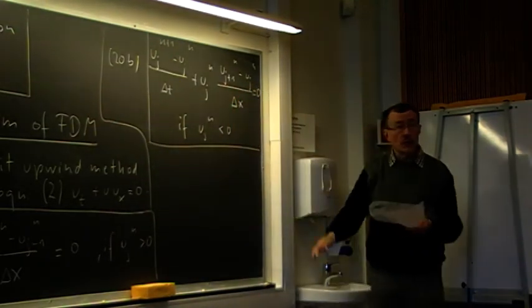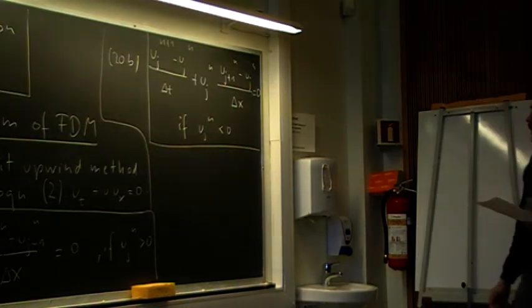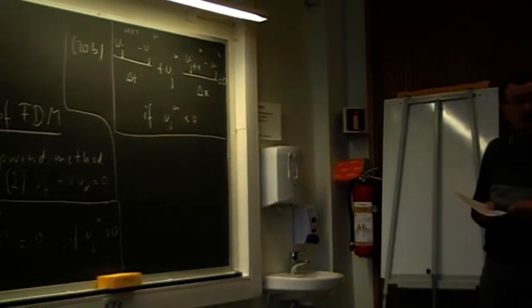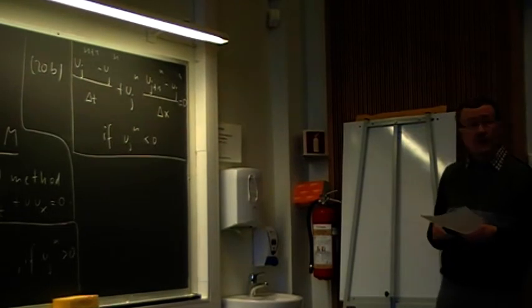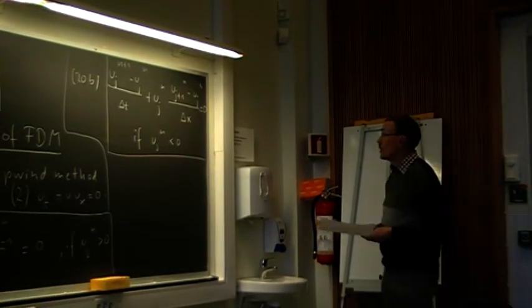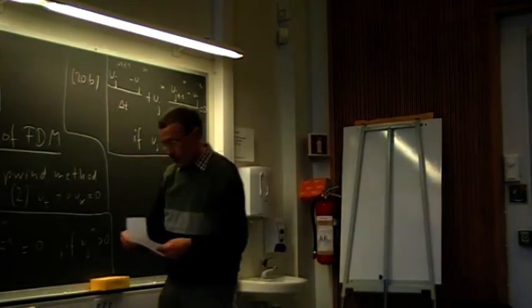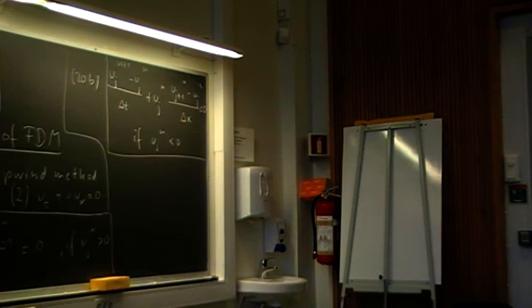And that is reminding you of the exercise that you did for the linear advection equation, when the c, the advection speed, was negative. Then you used a similar discretization. Well, let's see what we can get with that.